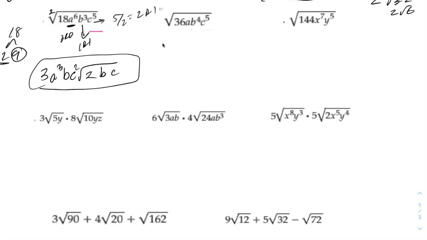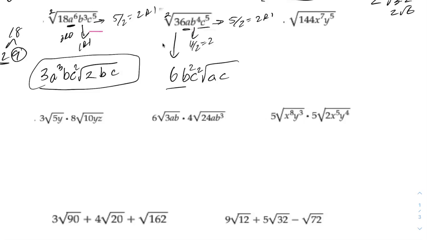36, a b to the 4. So square root of 36, I know. 6, done. a is too small, right? It has to be bigger than 2 to come out. So a has to stay inside. Poor a. b to the 4, 4 divided by 2 is 2. So there's 2 b's on the outside. c to the 5, 5 divided by 2 is 2 remainder 1. So 2 c's on the outside and then 1 on the inside.